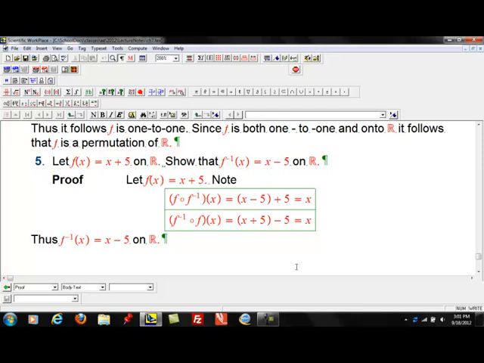So that's what I want to see. Once you've calculated what the inverse should be in your scratch work, then just write it down. That makes sense? That's the second part of that proof for number 2.